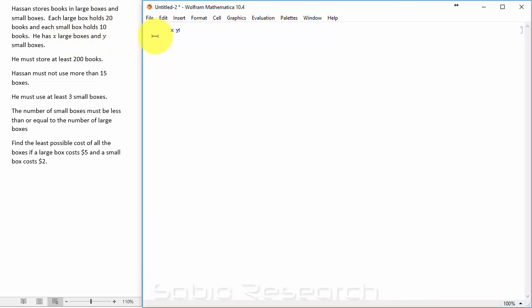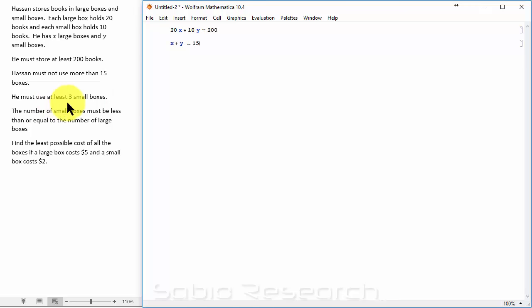And X can hold large one, that's 20 books, and Y can hold 10 books. So if you use X and Y not as boxes but number of boxes, then you can hold this many books. And we are going to get into inequality a little later, but for now, let's make it equality. So it's at 200. Okay, so that's what we have. And then second equation here, Hassan must not use more than 15 boxes. So combined boxes, it has to be less than 15. But as I said, I'm going to set at 15 because I'd like to show you a few things here.